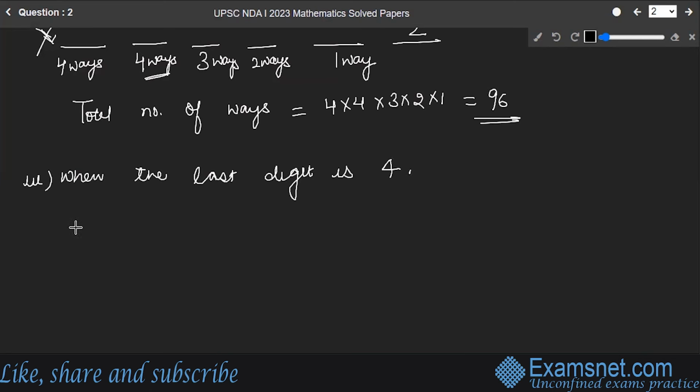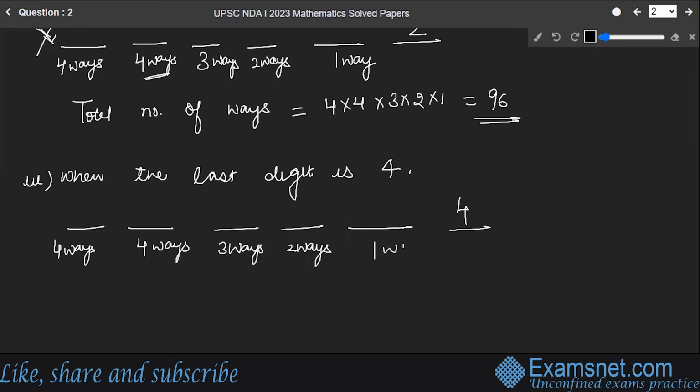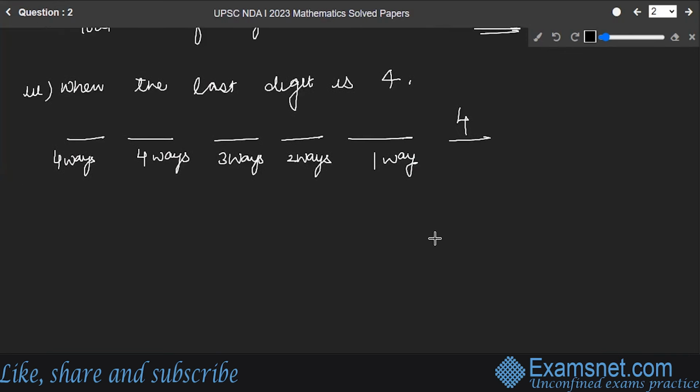the last digit is 4. So 1, 2, 3, 4, 5, 6. This is taken up by 4. And the same thing, you can't have a 0 over here, which means this place can be filled up in 4 ways. This one also can be filled up in 4 ways. This will be filled up in 3, 2, and 1 way. So the total number of ways will be given by 4 multiply 4, 3, 2, 1. That is equal to 96.